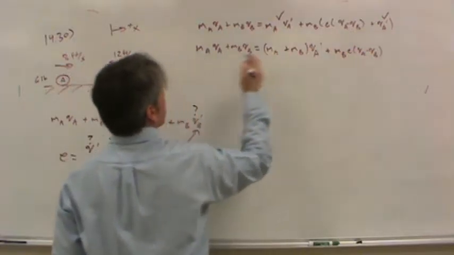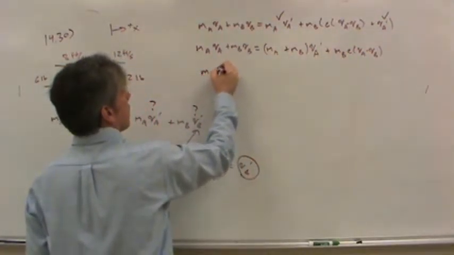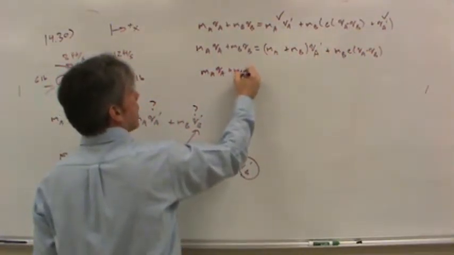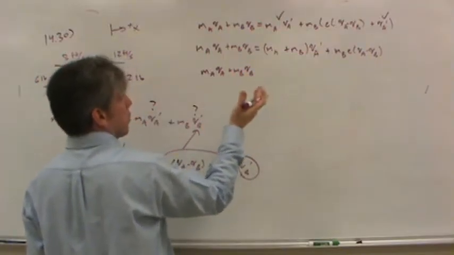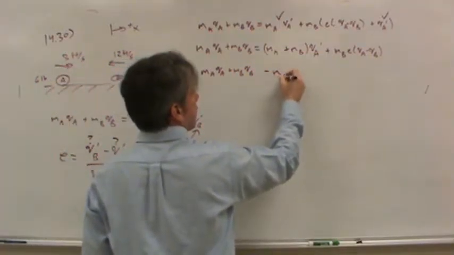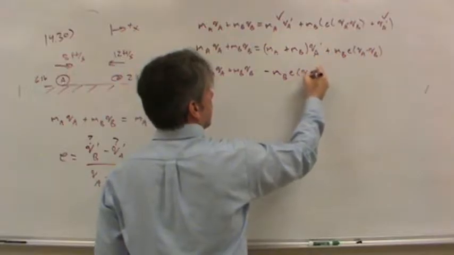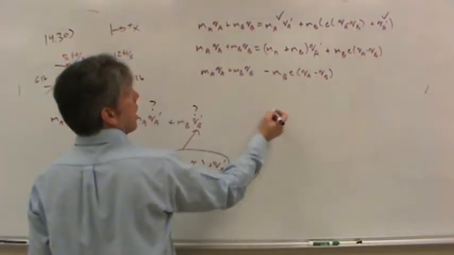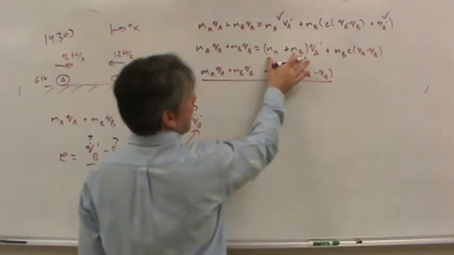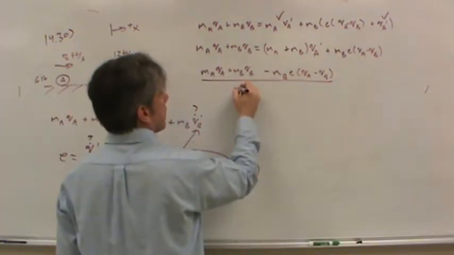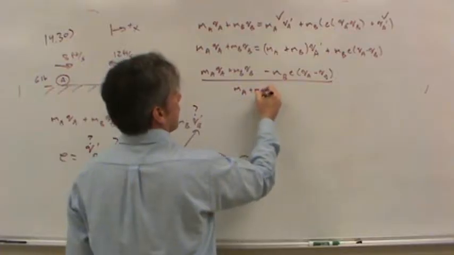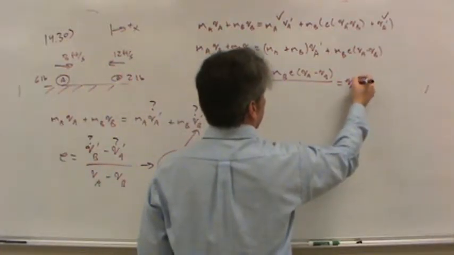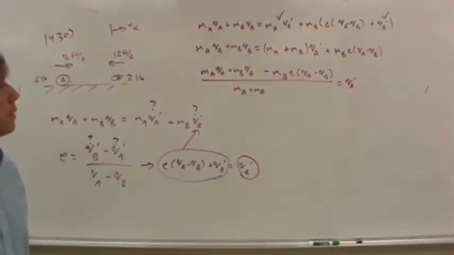move this term to the other side. So mass of A, velocity of A plus mass of B, velocity of B, in other words the initial momentum, minus the mass of B, E, (VA minus VB), just moving this term to the other side, and then dividing all of that by the multiplier on VA prime, MA plus MB. That would be the velocity of A after impact. Okay?